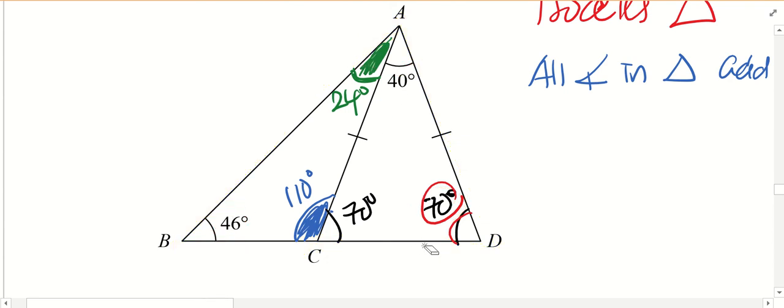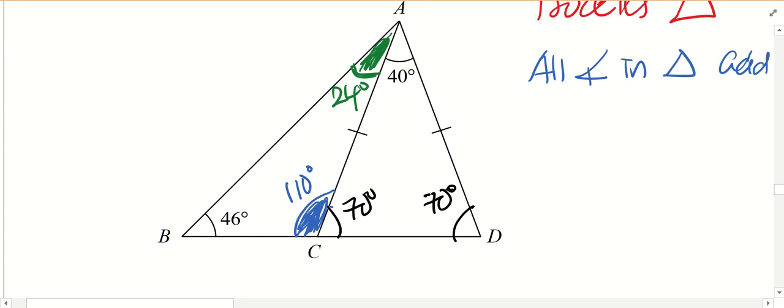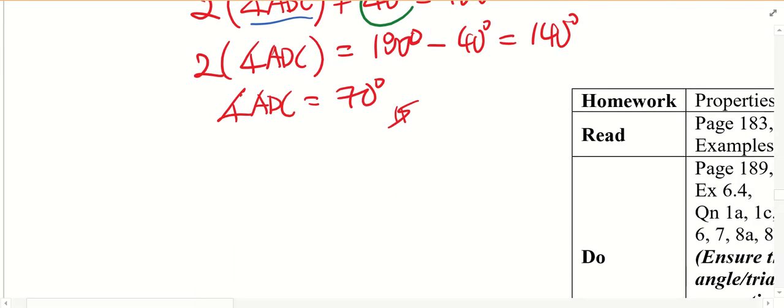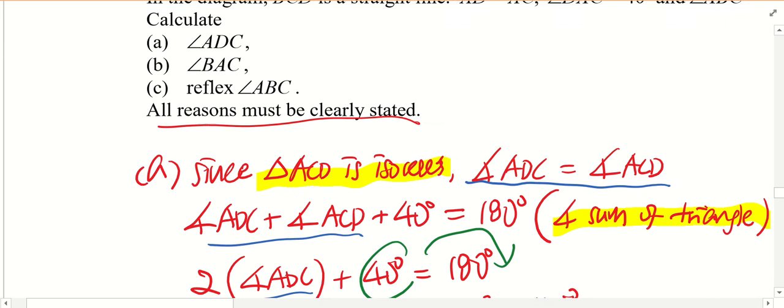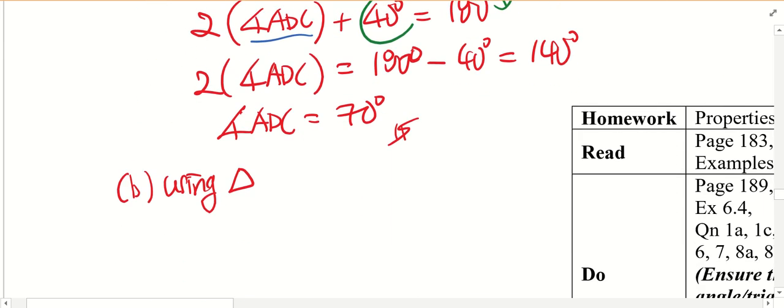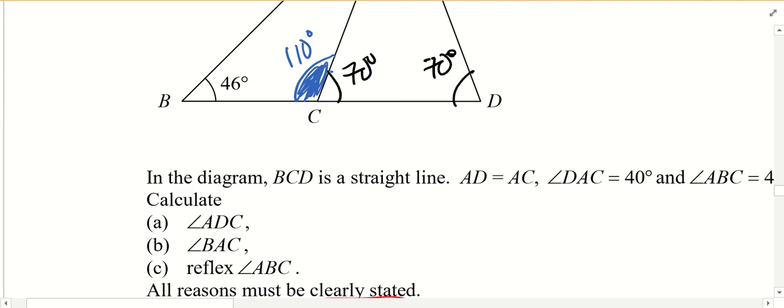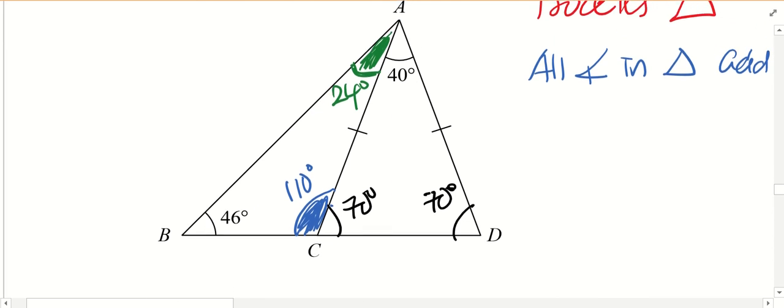So let's get into it. Okay, let me erase this. All right, so let's use the big triangle method. Now, how am I going to present my answer? For part B, using triangle, the big one is called ABD. Using triangle ABD, so I clearly tell the examiner that I'm looking at the big one. So I add up all the three angles in that big triangle, 46 plus 70.